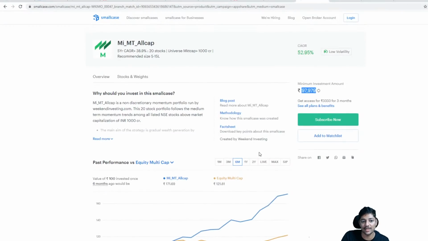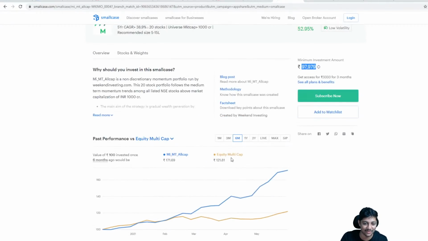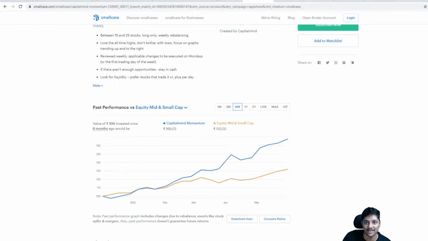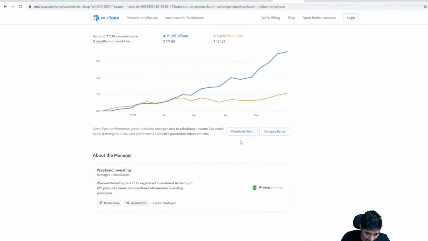Now, weekend investing again, let me come to who runs weekend investing, and I'll tell you why it's interesting, because I recently figured this out. So in 6 months he's giving a return of 171. Here it is giving 168. So what is the difference between CapitalMind and MIMT over 3 months? 3%. Now, interesting thing, look at this.